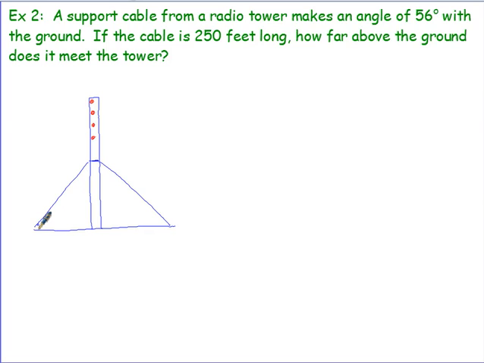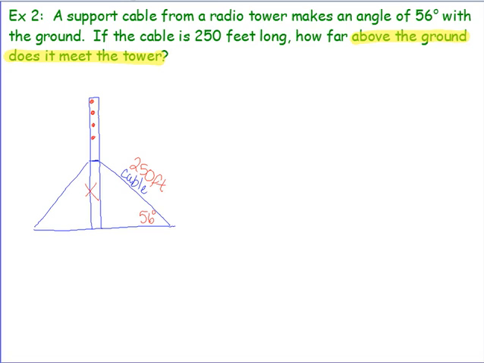So let's see what we know. We know that the cable makes an angle. So where's the cable at? Well, this is the cable right here. The cable makes an angle of 56 degrees with the ground. So cable, ground. So of course that means that 56 degrees is right there. It also says the cable is 250 feet long. So the cable itself is 250 feet. And we want to know how far above the ground does it meet the tower. So we want to know, where does the cable and the tower meet, which is right here, and we want to know how high that is. So that is our X.